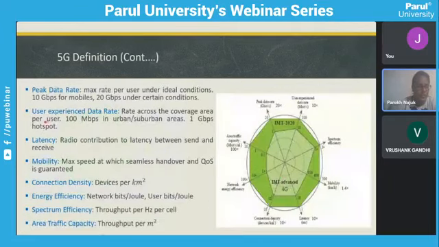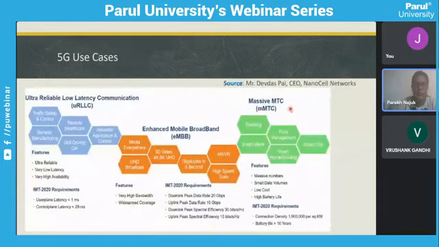So this is the thing that I was talking about: peak data rate, user experience data rate, latency, mobility, connection density, energy efficiency, spectrum efficiency, and area traffic capacity. Fine. But we want these three services to work. What are the three services?